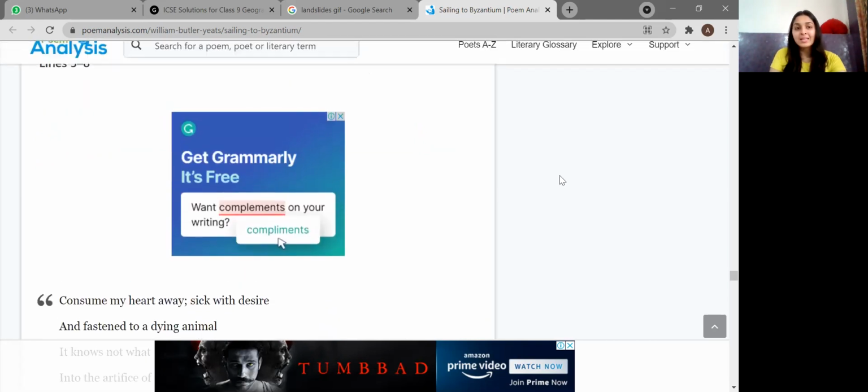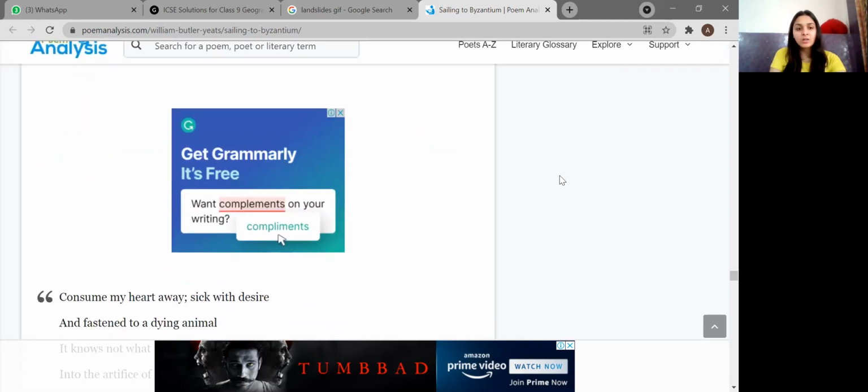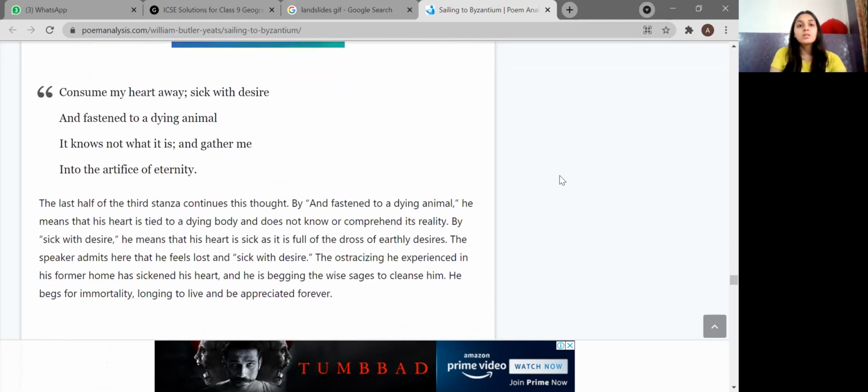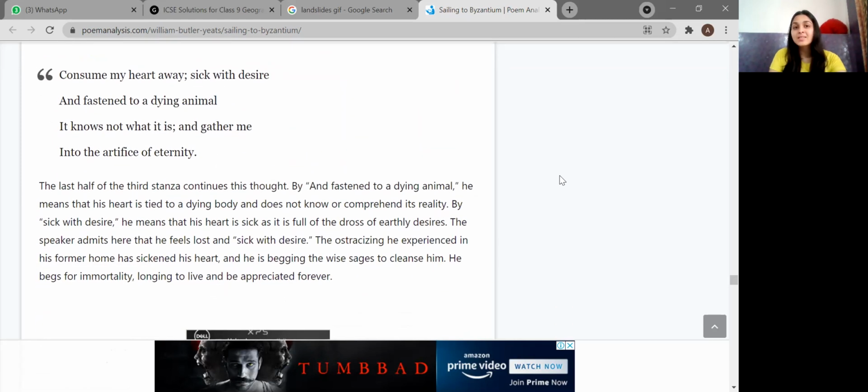Let's go to lines 5 to 8 here. "Consume my heart away, sick with desire and fastened to a dying animal, it knows not what it is, and gather me into the artifice of eternity." What do these 4 lines mean?